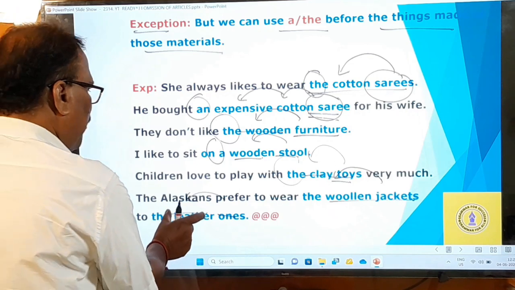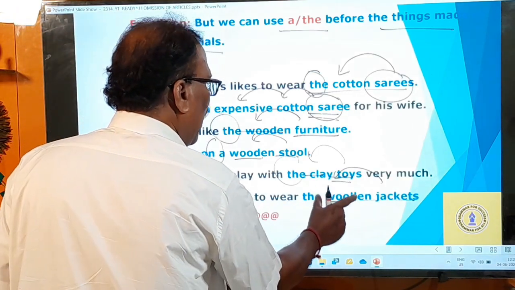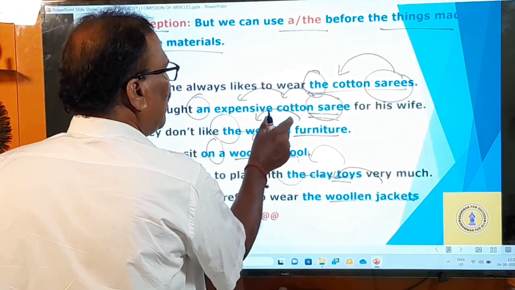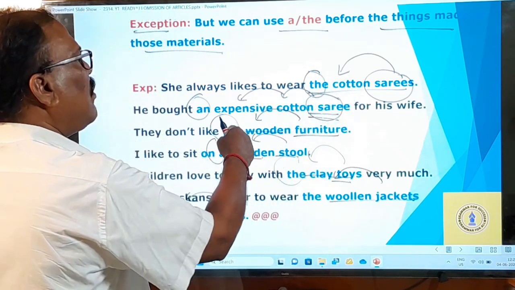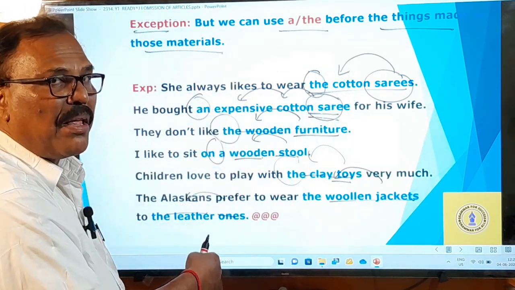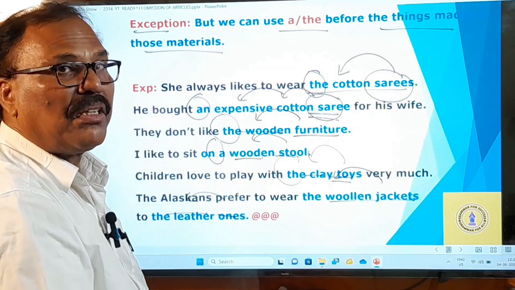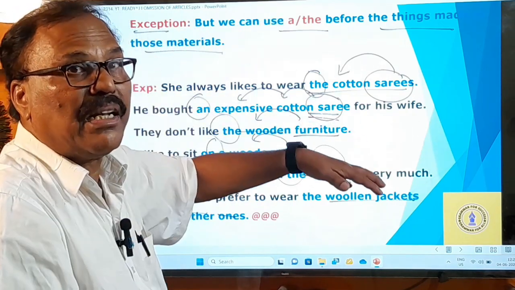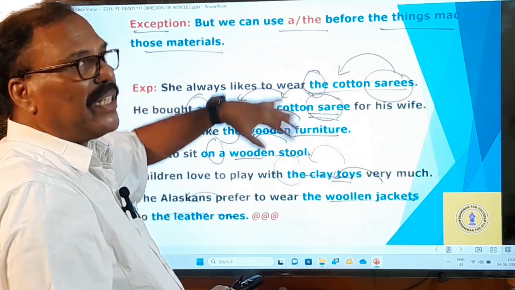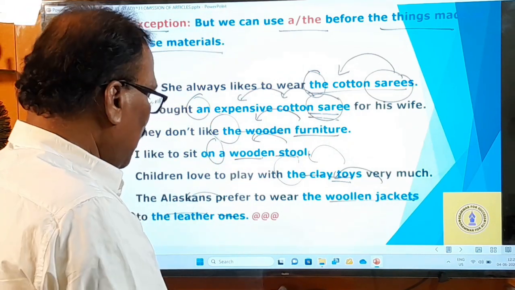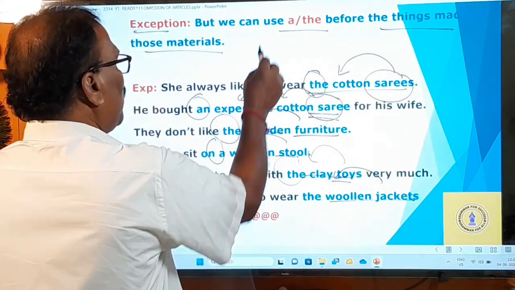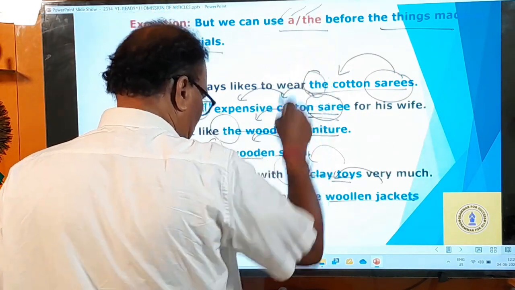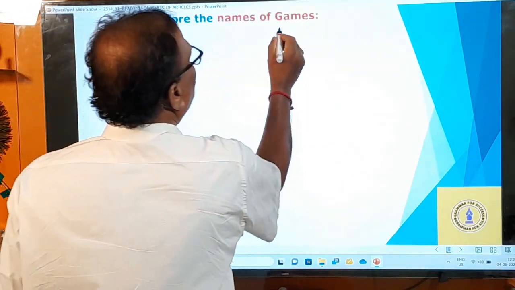So leather is a material, wool is a material, clay is a material, wood is a material, cotton is a material. So here these are all materials. Now we are not talking about these materials only, but we are talking about the articles made of those materials. Okay, that is the point. And that's why we are using A or an or the. Right. Ninth one, before the names of games.